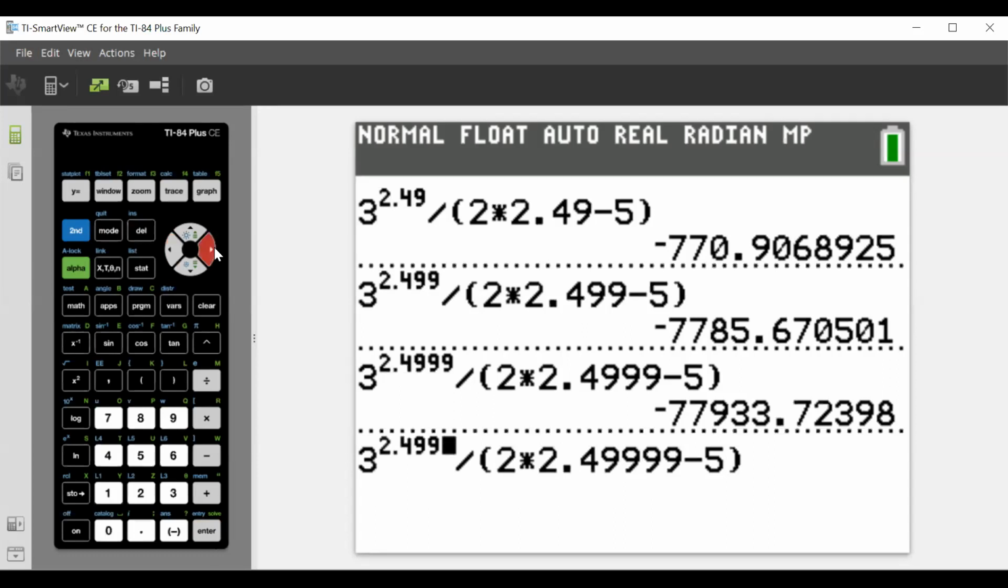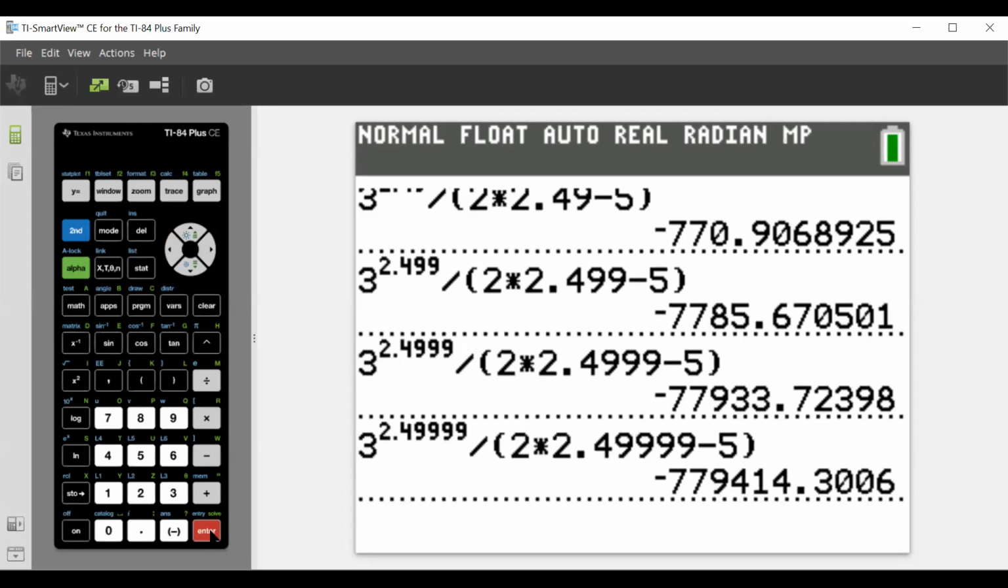And then one last time, we insert a 9 all the way back. Put that 9 right there. Insert, and we have a negative 7794114.301. Okay. And so what it looks like it's doing is going to negative infinity. That would be my guess. As we keep going, I think it's getting larger and larger and probably going to go to negative infinity.